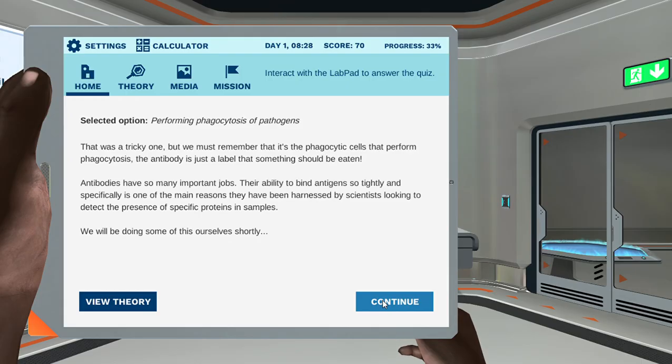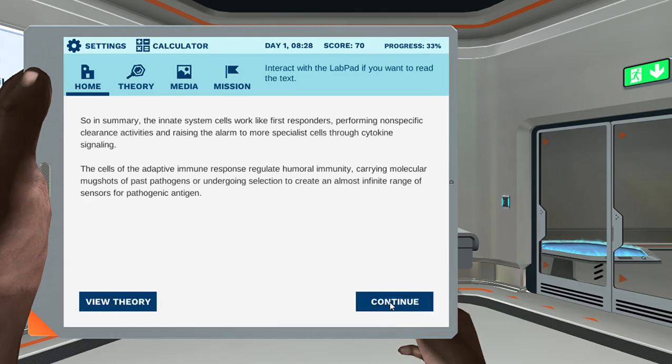Antibodies have so many important jobs. Their ability to bind antigens so tightly and specifically is one of the main reasons they have been harnessed by scientists looking. So in summary, the innate system cells work like first responders, performing non-specific clearance activities and raising the alarm to more specialist cells through cytokine signaling.